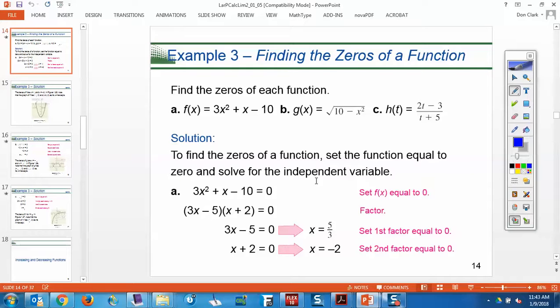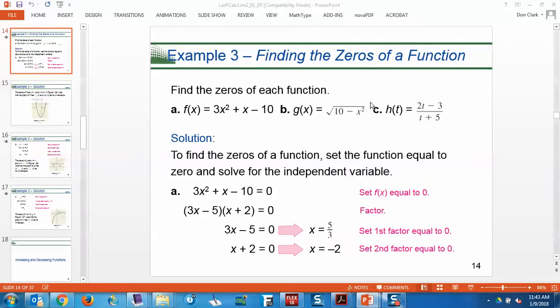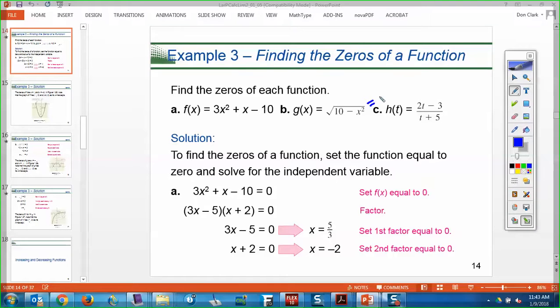Okay, what about for B? How are you going to set that equal to 0? How are you going to solve that? What would be your first step? By doing what? Well, before you could cancel out the 10, I'm not sure what you mean by that, but it's square both sides, right?